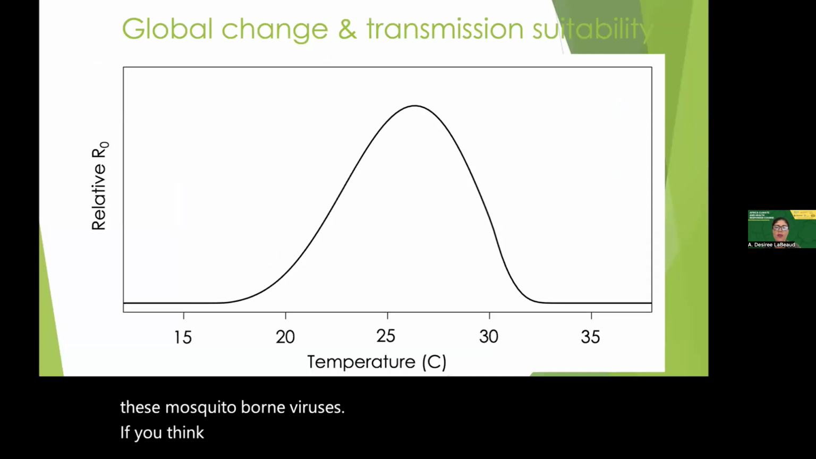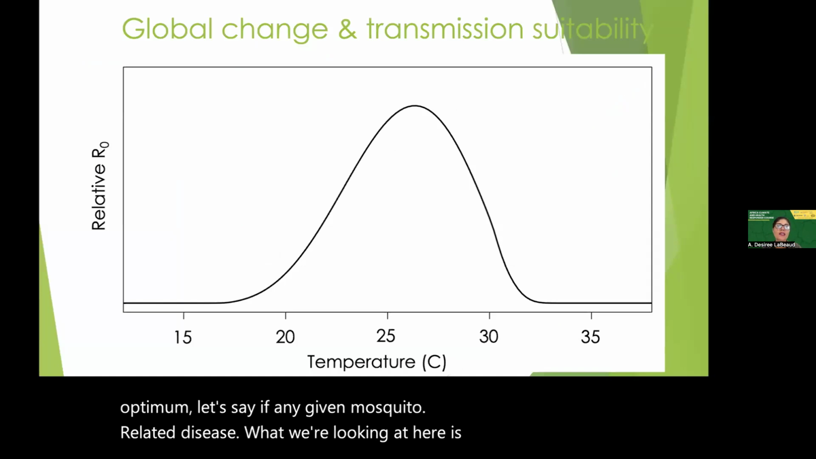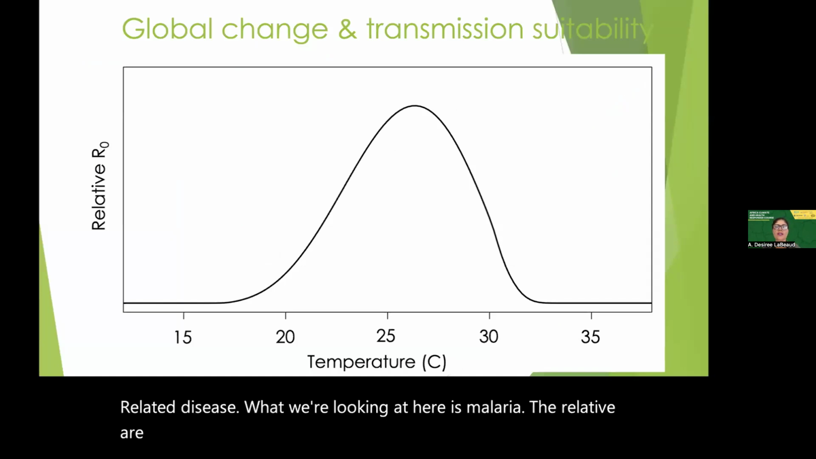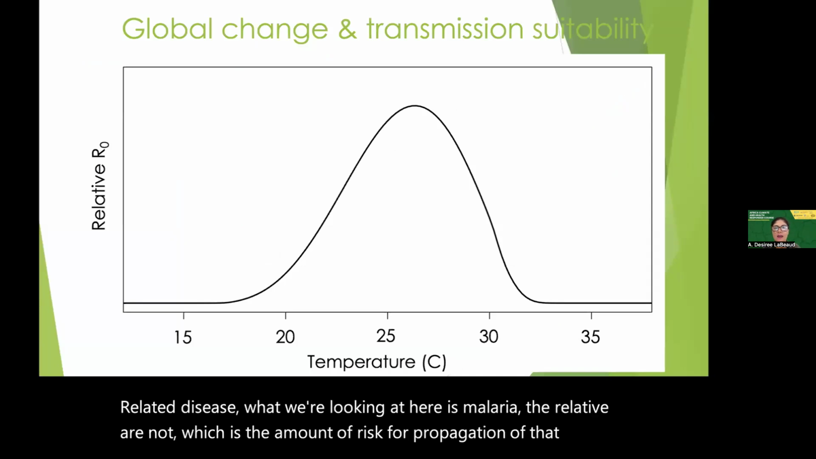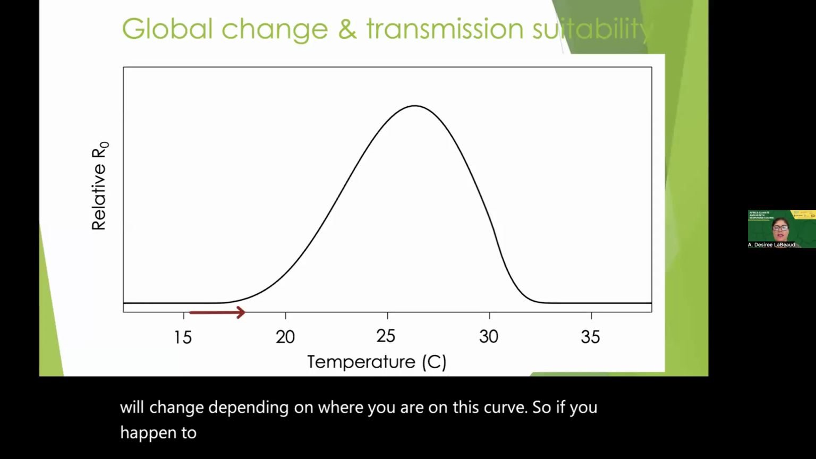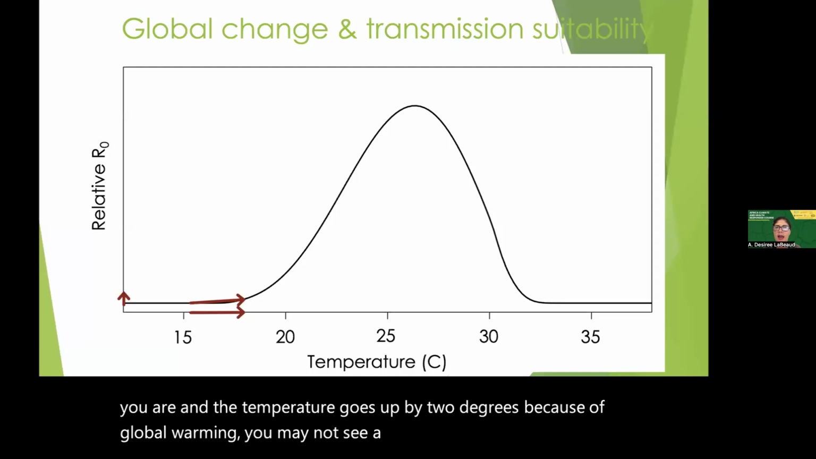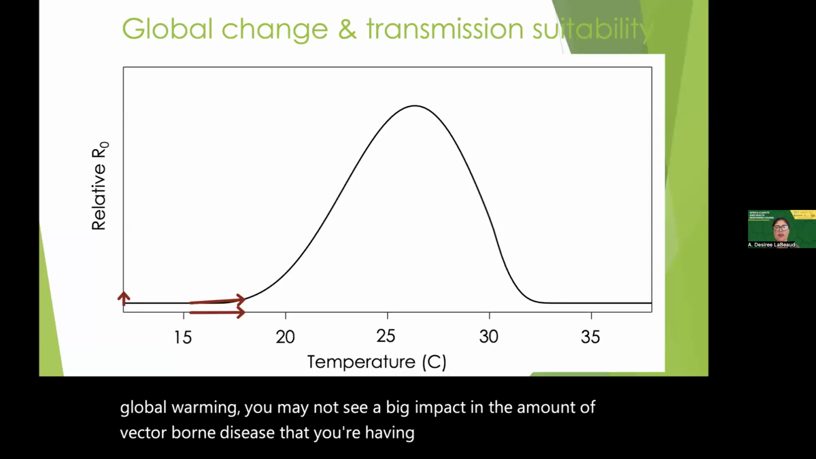If you think about the temperature curve and that temperature optimum, let's say, of any given mosquito-related disease, what we're looking at here is malaria, the relative R0, which is the amount of risk for propagation of that disease, will change depending on where you are on this curve. So if you happen to be in the place in the world where it's fairly cold where you are and the temperature goes up by 2 degrees because of global warming, you may not see a big impact in the amount of vector-borne disease that you're having as the temperature rises.